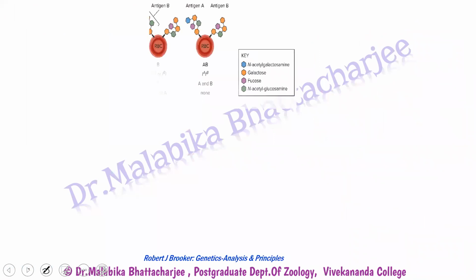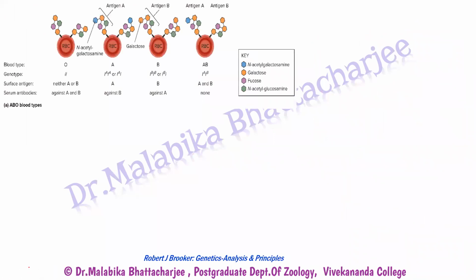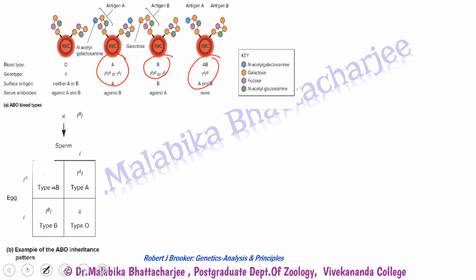Now, this is another picture showing you how in case of O blood group, neither A nor B antigen is present on the surface of the RBC, how the antigens are present. In case of A blood group, we have antigen A. In case of B blood group, we have antigen B. And in case of AB blood group, we have both antigen A and B.